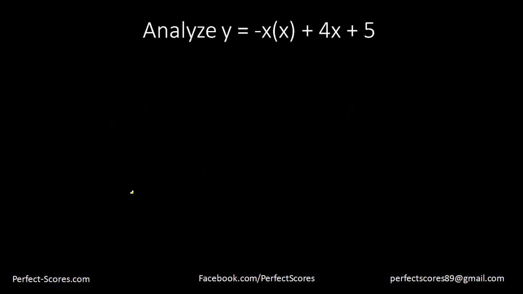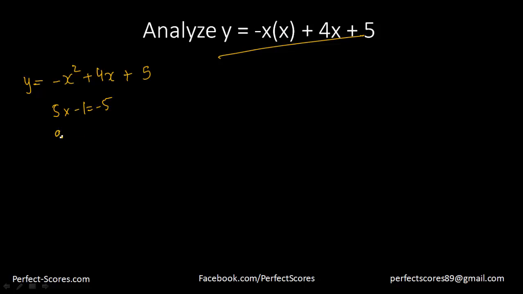Now let's go ahead and analyze this quadratic function. Let's try to find everything about it. So y is equal to negative x squared plus 4x plus 5. Now, if I want to find out the value of the roots, right? The product of the numbers should be negative 5, and the sum of the numbers should be equal to 4. So what two numbers have product negative 5 and sum equal to 4? That will actually be 5 and minus 1, right?